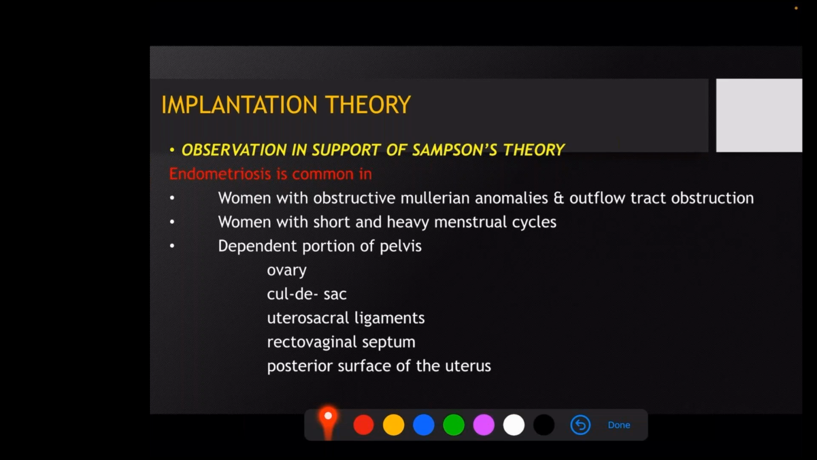The observations in support of Sampson's theory include: endometriosis is common in women with obstructive Mullerian anomalies, and outflow tract obstruction makes retrograde menstruation and a higher risk of endometriosis more likely. Women with short and heavy menstrual cycles are also more likely to have retrograde menstruation and higher risk of endometriosis. And the dependent portions of the pelvis, the ovary, the cul-de-sac, uterosacral ligament, rectovaginal septum, then the posterior surface of the uterus, etc., are commonly involved.